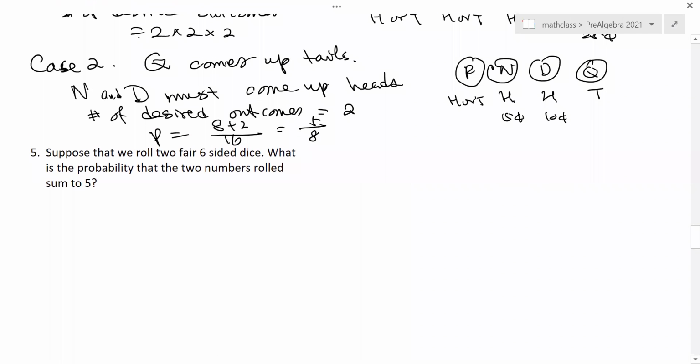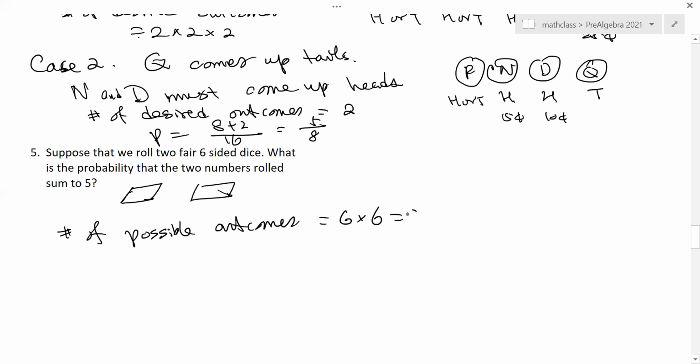Suppose we roll two fair six-sided dice, and what is the probability that the two numbers rolled have a sum of 5? So now we need to do some computations. We got two numbers, right? Two dice. So we got two numbers. Let me put two numbers here. The number of possible outcomes must be 6 times 6. It's going to be 6 times 6, 36.